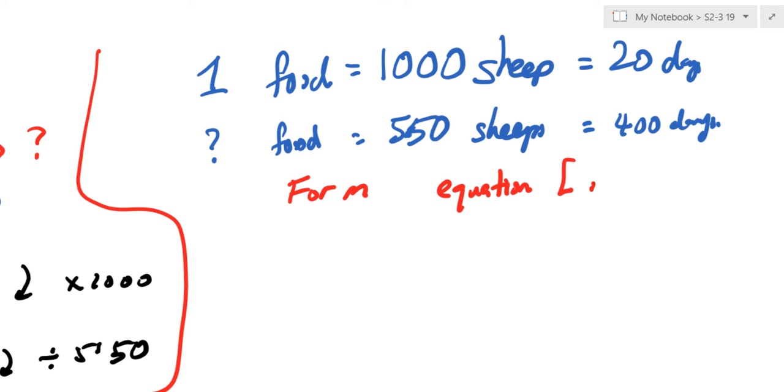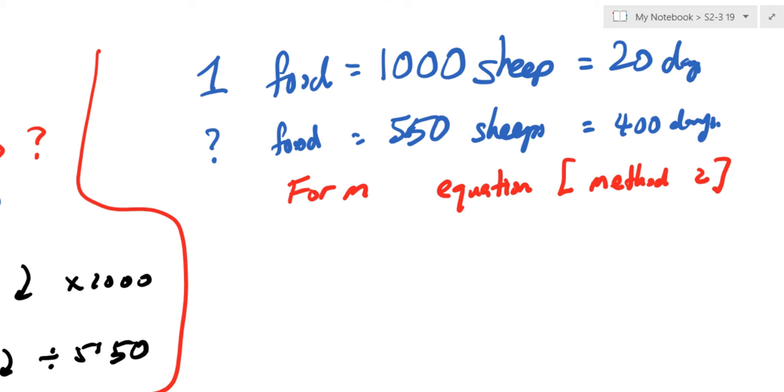Take note, this is method 2. If you don't like method 2, it's okay. Go back to method 1, use the blocking method. Blocking means I block the consignment, I look at the sheep. I block the sheep, I look at the days. Once you block one, you compare the other two.